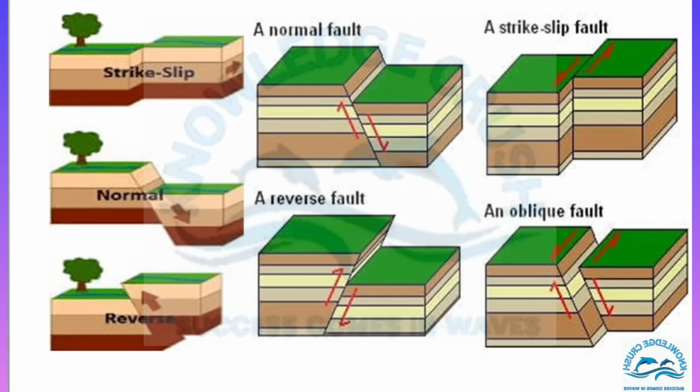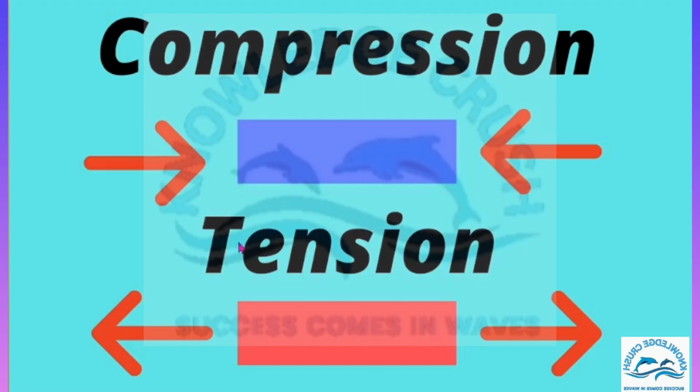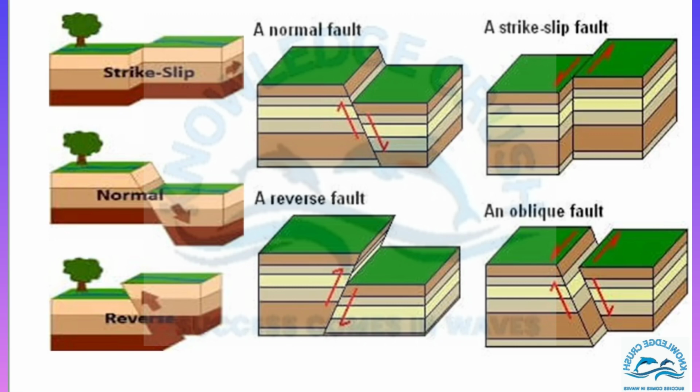And why does this occur? Because of the compressive force. And if we talk about the normal fault, why does it occur? Because of the tensile force. See, because of this force, they are moving away from each other, because this is something called tension, and this force is called the tensional force. And because of this force, the normal fault occurs.